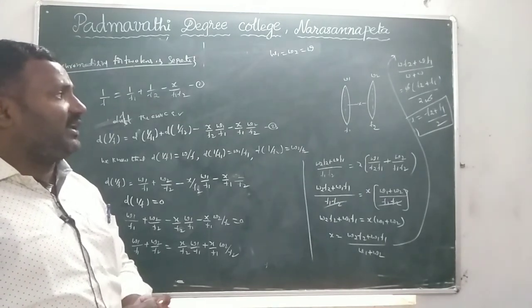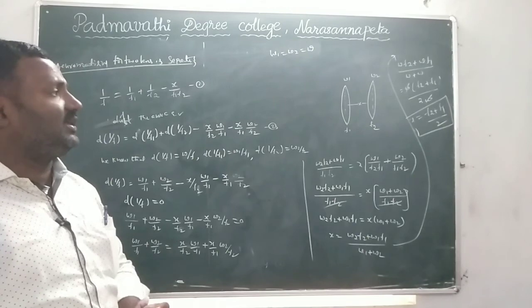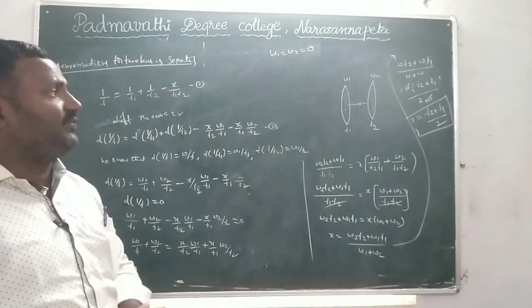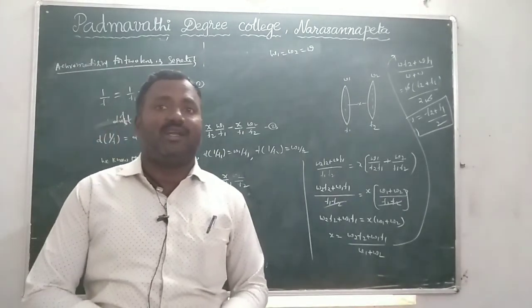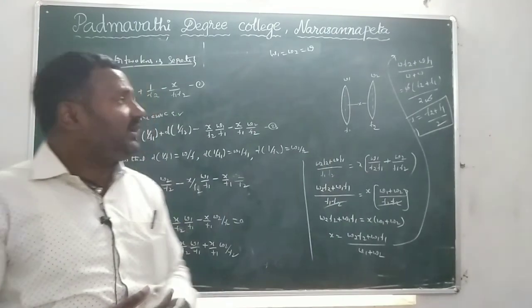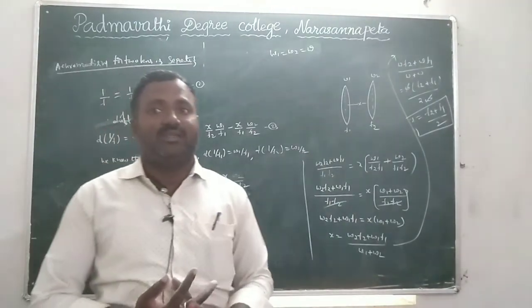So here we discussed that the separated distance x is equal to f2 plus f1 by 2, where f1 is the focal length of the first lens and f2 is the focal length of the second lens. Next class we will discuss spherical aberration. Thank you.